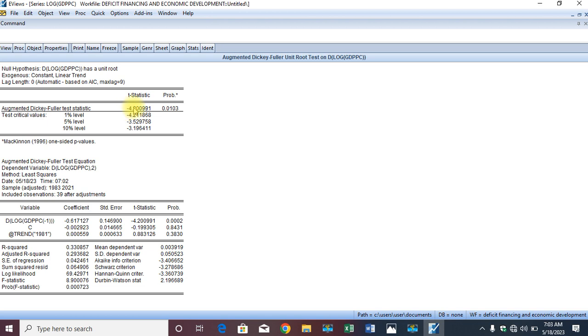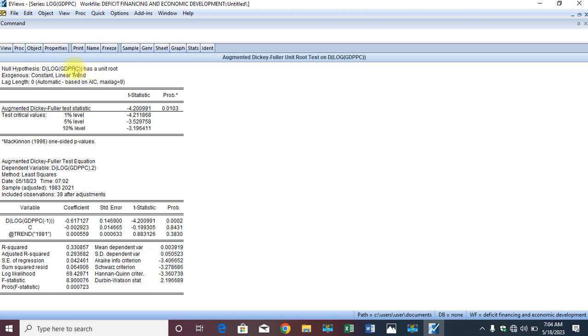Alternatively, if the t-statistic in absolute terms is greater than the critical value at 5%, you also conclude that this particular hypothesis is rejected. That means that this variable is now stationary after first differencing. It is after first differencing that this variable becomes stationary. And logically, we would now say the variable is integrated of order 1. Order 1 means that it is stationary after first differencing.